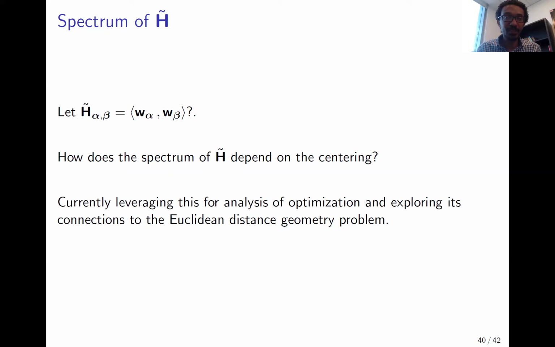It's a little bit contradictory to me, because one would like to have a complete theory that doesn't seem to be sensitive to or depend on the choice of centering. But these things show up in the spectrum, and they dictate how well optimization algorithms work, and to what extent they recover the underlying structure when you don't have all the distances. So the current work is leveraging this for the analysis of optimization and exploring its connection to the Euclidean distance geometry problem.